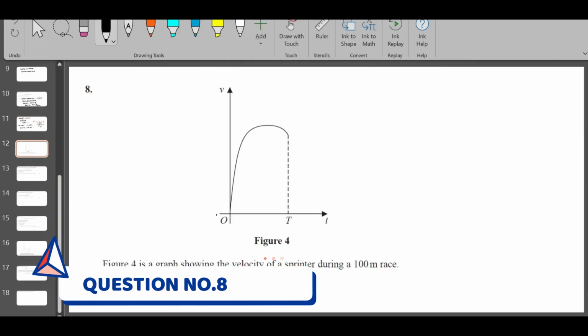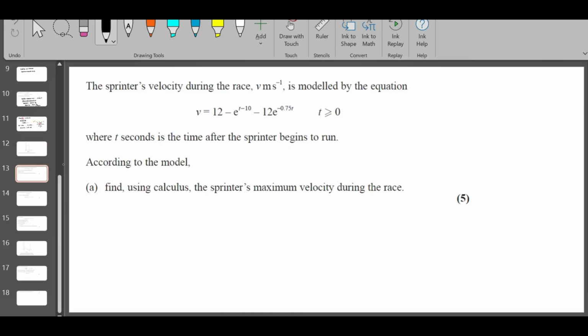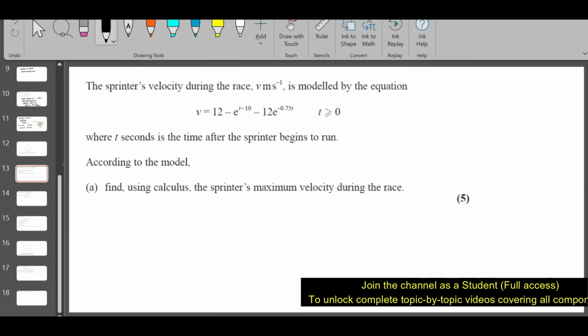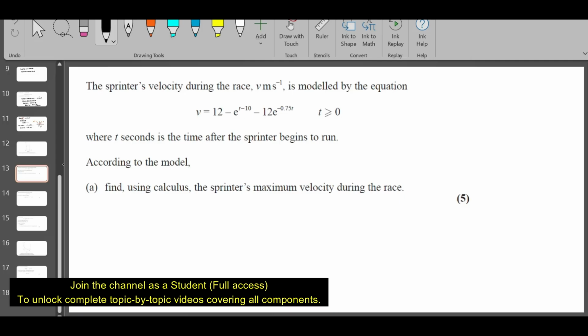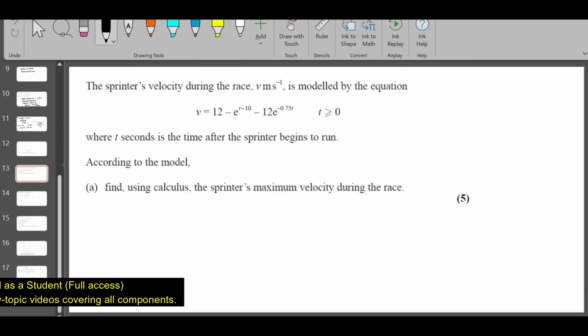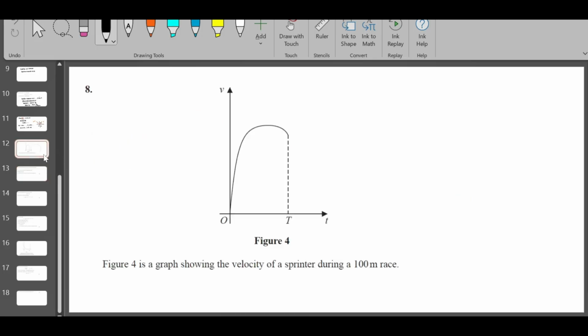Question number 8. Figure 4 is a graph showing the velocity of a sprinter during a 100-meter race. Okay. This is time x-axis, y-axis is velocity. Now, the sprinter's velocity during the race v meter per second is modeled by this equation, okay, where t seconds is the time after the sprinter begins to run. According to the model, find using calculus the sprinter's maximum velocity during the race. The maximum velocity is this actually.